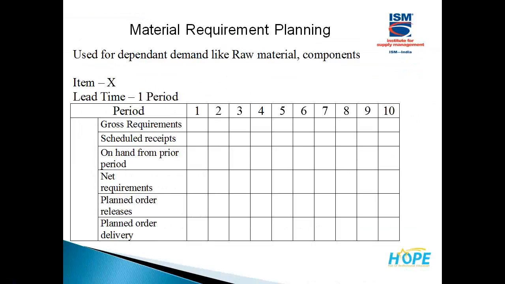Scheduled receipt is where I have already placed the order. There's an open order, and we have not received the material, but we are supposed to get the material in future. So we'll put that under the scheduled receipt. Then on-hand inventory, then net requirement, planned order release, and planned order delivery. Planned order release is when we will release the order, and planned order delivery is against that, when we will receive the order.